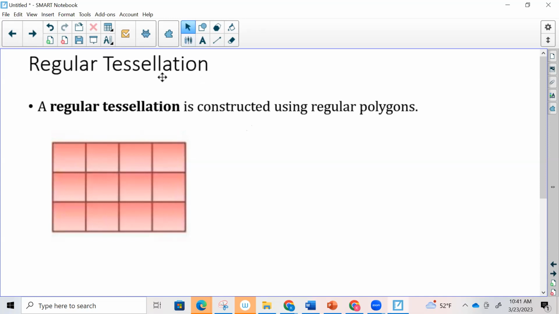So the first type of tessellation is a regular tessellation, and a regular tessellation is constructed using regular polygons. Remember, regular polygons means that all the sides are congruent and all the angles are congruent, like equilateral triangles or squares. And so this is an example of a regular tessellation. The squares are repeated over and over again. At each vertex they meet and there's no gaps or overlaps. And the point where they all meet we call a vertex.